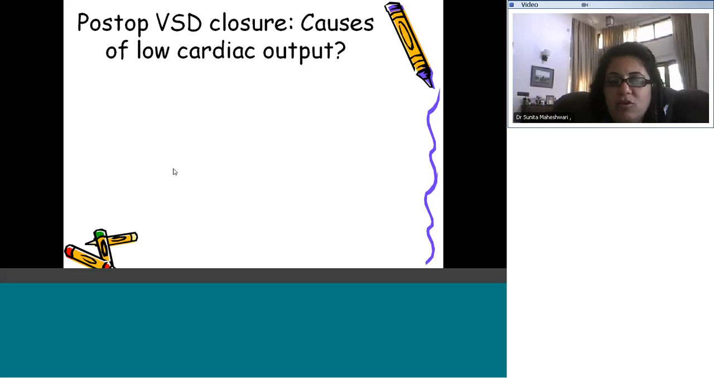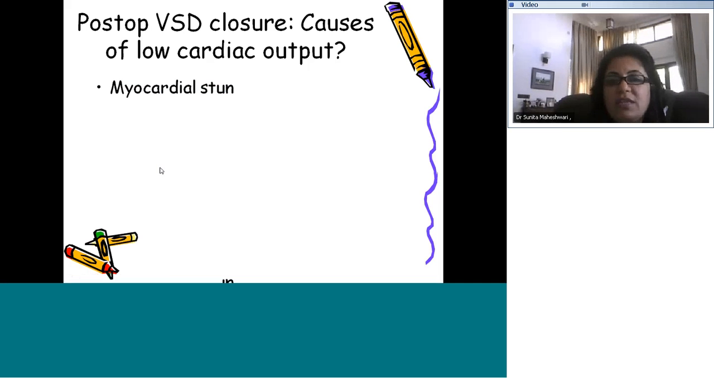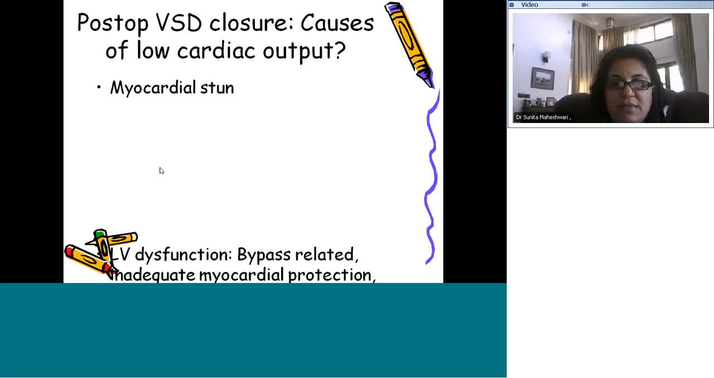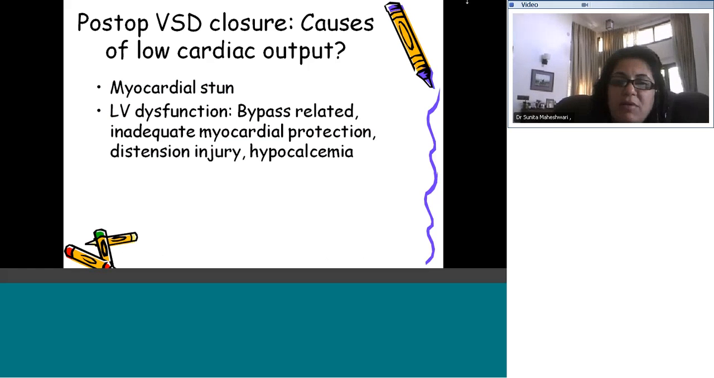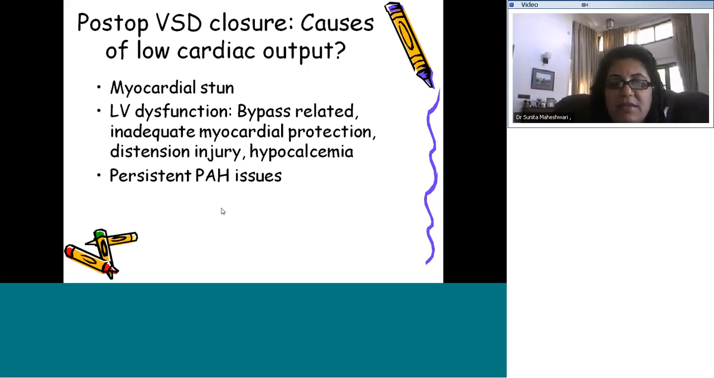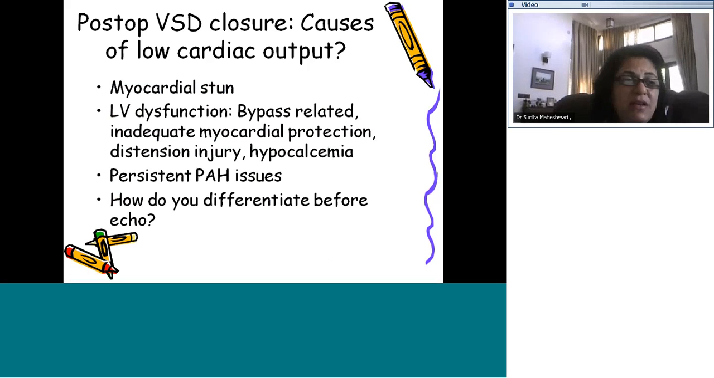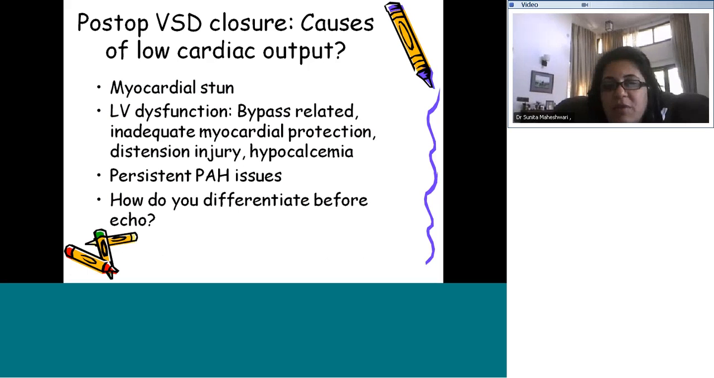Hypoglycemia could, yes. Low BP, high CVP, tamponade, effusion. Right, so these are all the things to think of. Is it a myocardial stun, which is post-bypass related? Is it LV dysfunction, which could be bypass related? Maybe there was inadequate myocardial protection. Maybe there was an LV distension injury. Maybe the baby's come out with hypocalcemia. Whatever the cause of the LV dysfunction may be, persistent pulmonary hypertensive issues and pericardial effusions, and I should add in there arrhythmias.